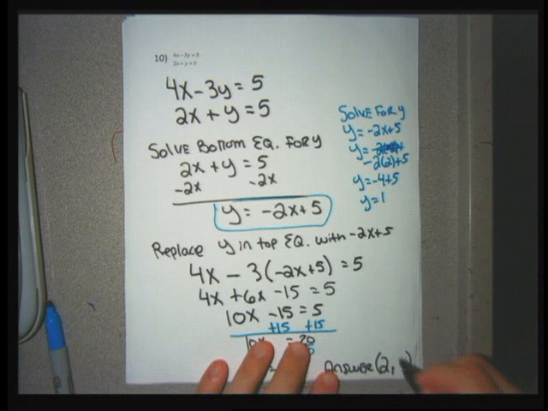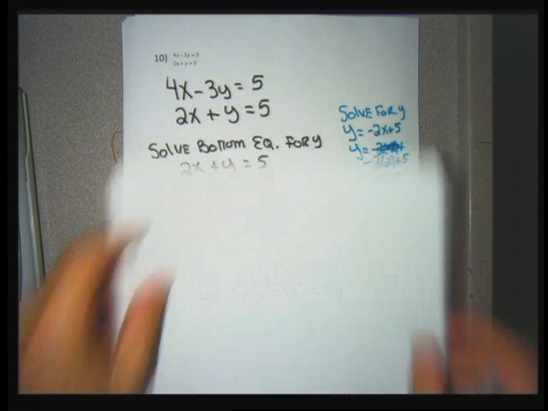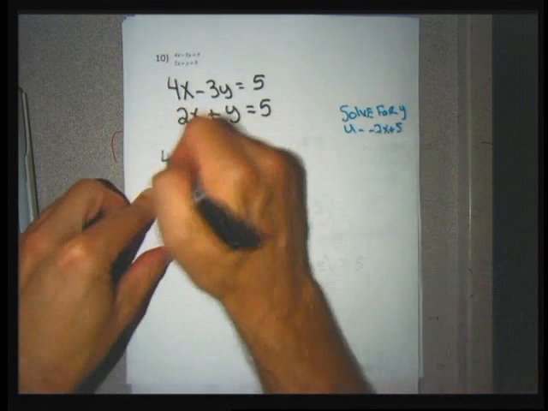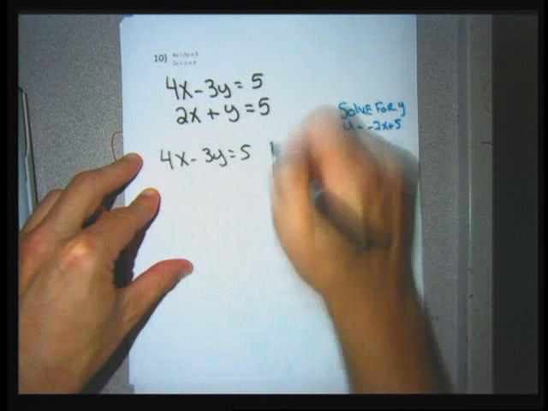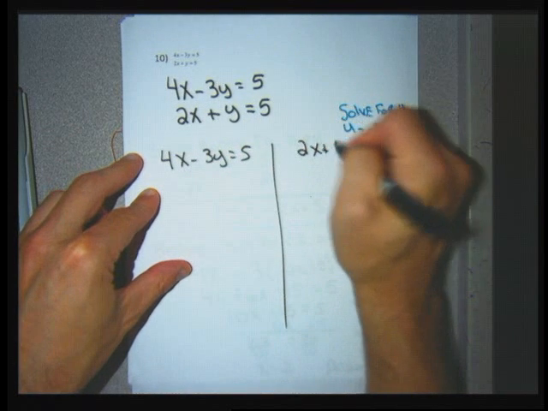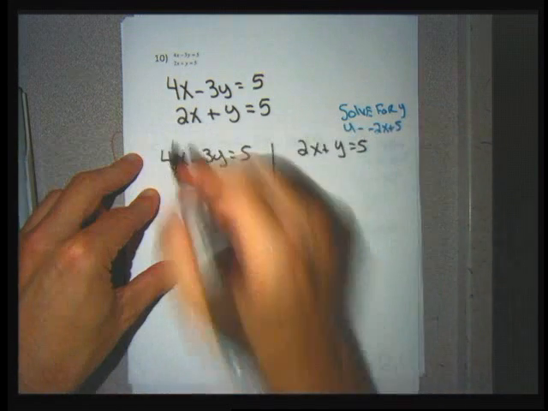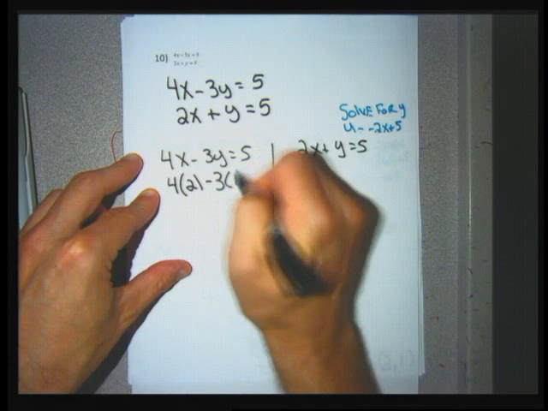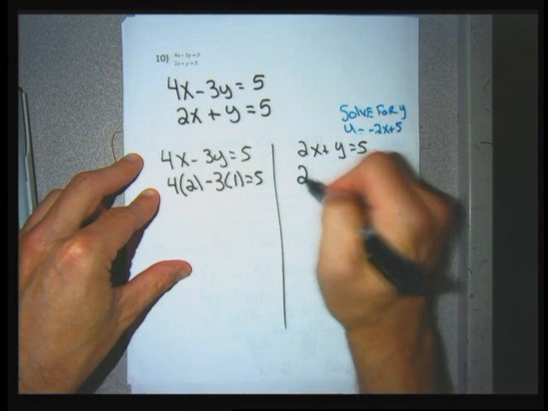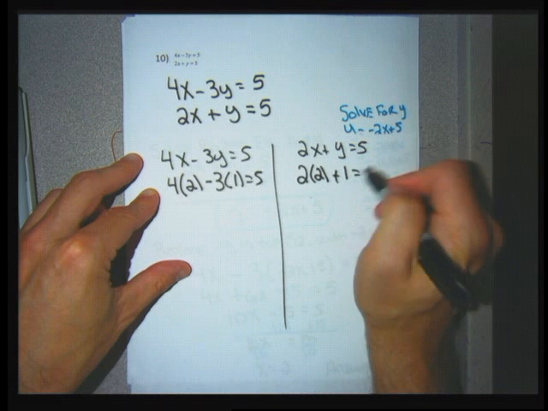So I claim the answer is 2, 1. When I do a system of equations, I should always check. Very specifically, I have two equations, 4x minus 3y equals 5, and 2x plus y equals 5. My solution is x equal to 2, y equal to 1. For that to be a solution, I should be able to plug x equal to 2, y equal to 1 into both equations and get two true statements.